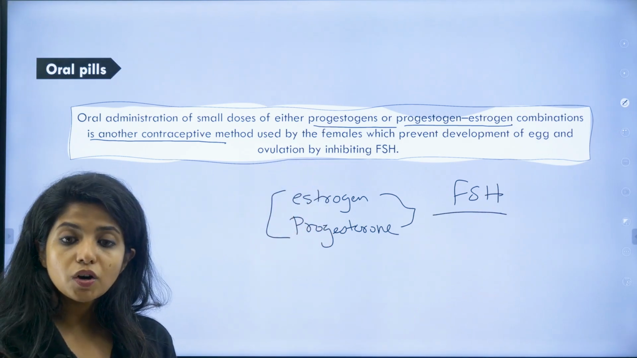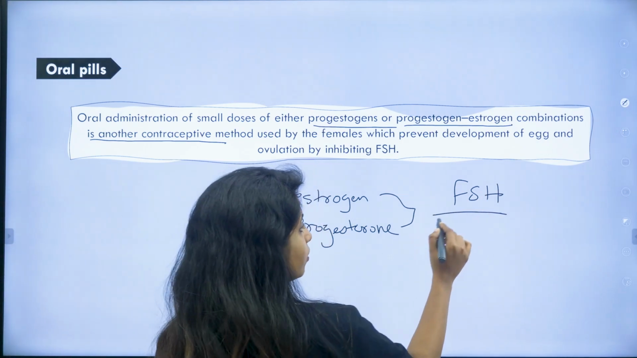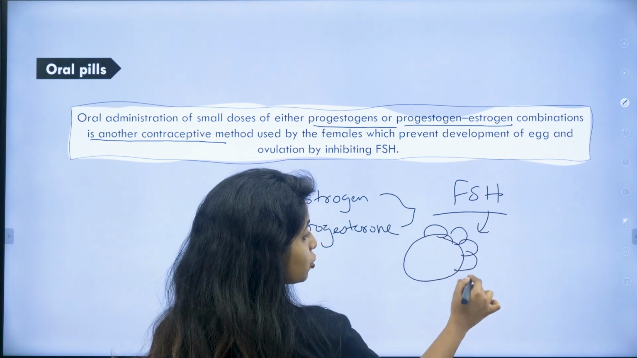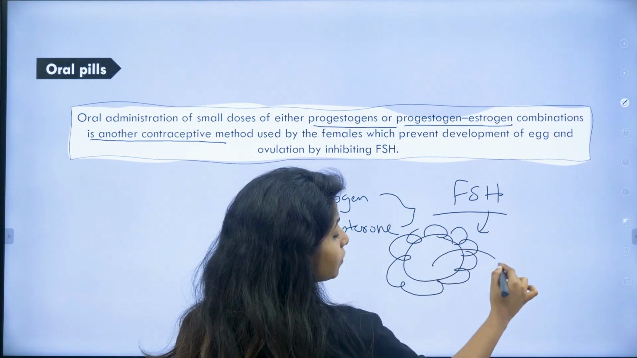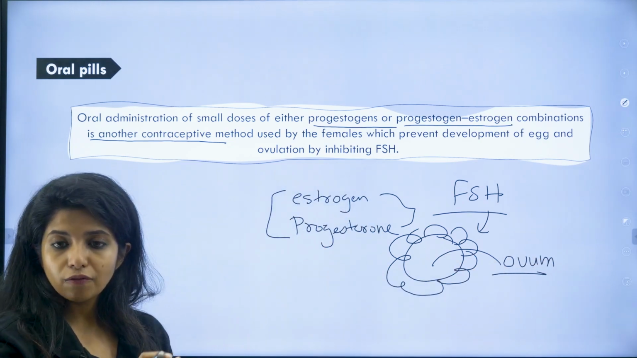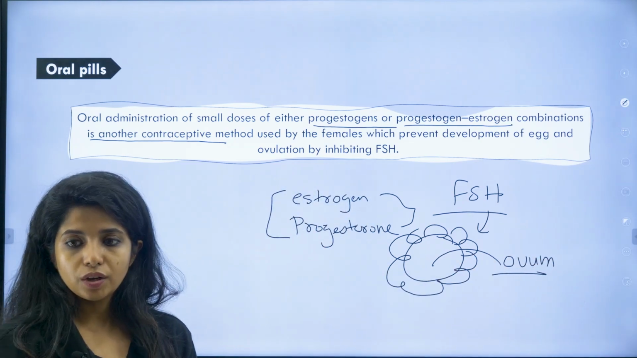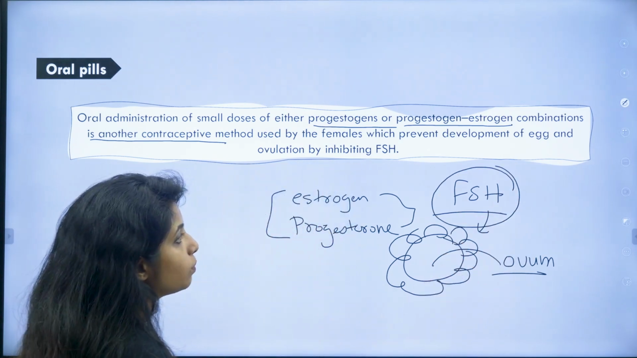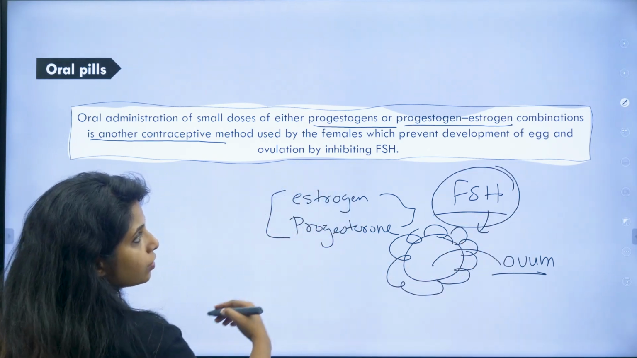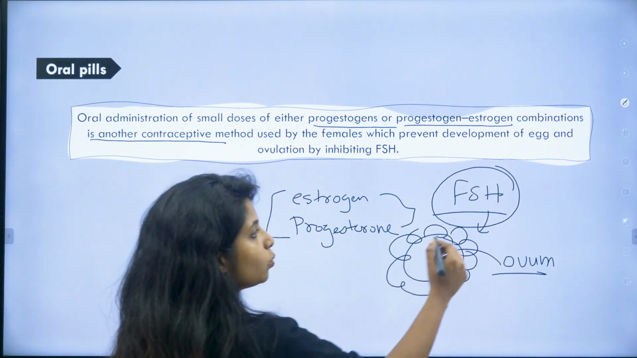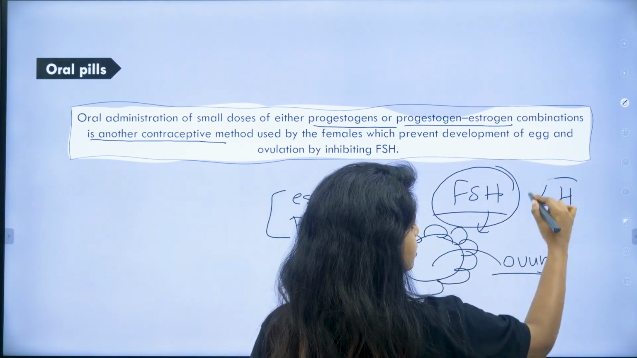Now, when follicle stimulating hormone secretion stops, follicles won't be forming, they won't help in the maturation of follicles, and later on it won't help in ovulation. Ovulation means when the ovum is released from the ovary, and for that there is a huge need of FSH, follicle stimulating hormone, which stimulates the follicles to become mature and release the egg. And there is one more hormone, which is LH, luteinizing hormone.